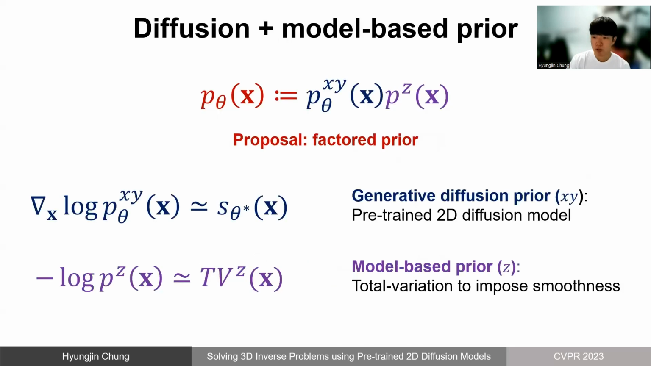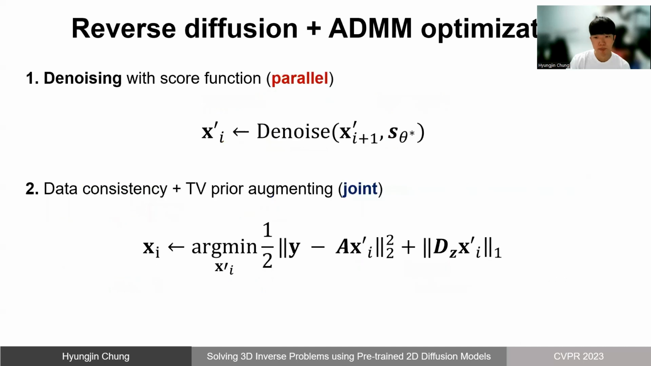Here, we are going to leverage the generative diffusion prior using the pre-trained diffusion model on 2D slices, as the prior operating on the XY dimension. For the prior on the Z direction, we will use the total variation prior, which effectively models the smoothness across the slices. Our intuition here is that the diffusion prior already has rich information about the data distribution, and simply augmenting this with a conventional model-based prior that imposes coherency will suffice to induce a proper reconstruction.